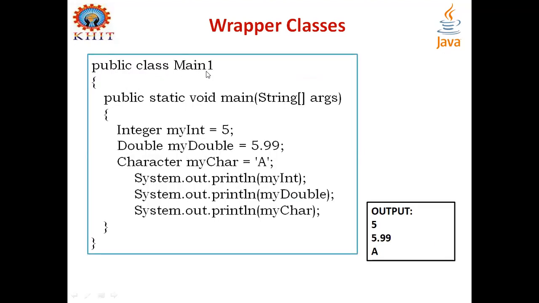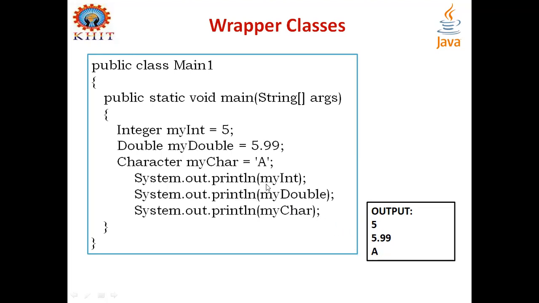Consider one example, class main1. Inside the main function, I have used the wrapper class Integer to declare one integer variable and initialize the value 5, and likewise a Double value, which is taken into this Double object. These are now objects, not variables. Consider these as objects of these classes, like a Character, and you simply display them. So it displays 5, 5.99 and 8.